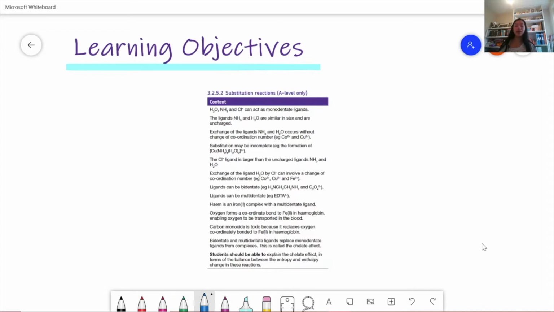We're then going to look at bidentate ligands and multidentate ligands, and also look at the example of heme. And then we're going to look at how oxygen forms a coordinate bond to Fe2+ in hemoglobin, enabling oxygen to be transported in the blood, and how carbon monoxide is toxic. We're then going to look at the chelate effect, and by the end we should be able to explain the chelate effect in terms of the balance between the entropy and enthalpy change in these reactions.